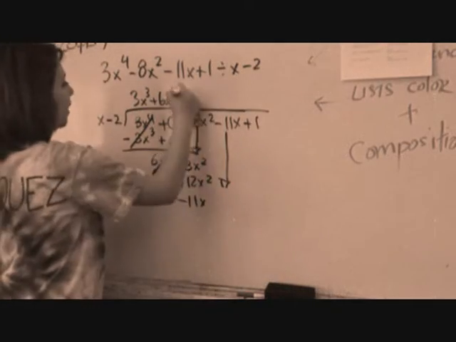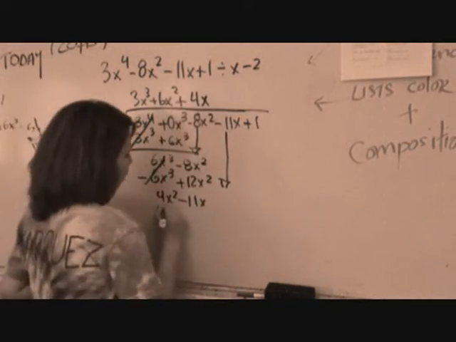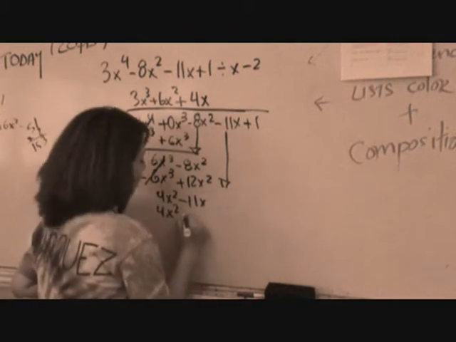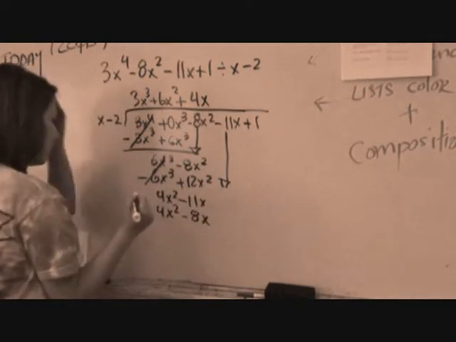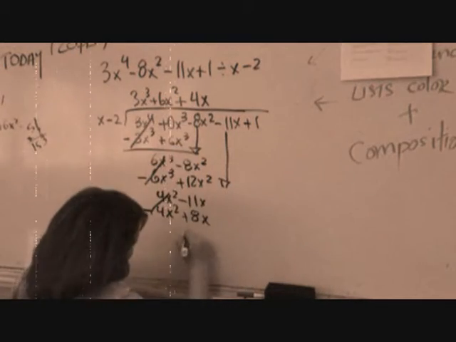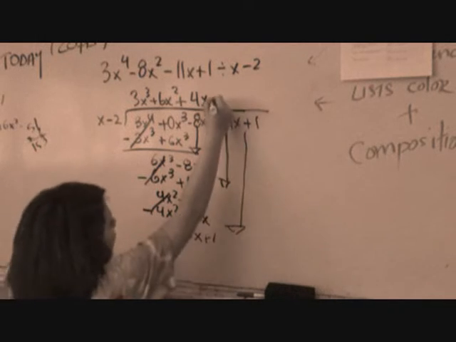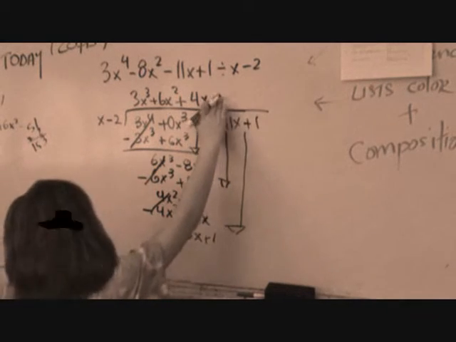You're trying to find 4x, which would be plus 4x. 4x times x is 4x squared. 4x times negative 2 is negative 8x. Negative 8x. So there's a subtraction right here, these two cancel out, and that turns into addition. You get negative 3x, you bring down the plus 1. Now you're trying to find negative 3, which would be plus negative 3.